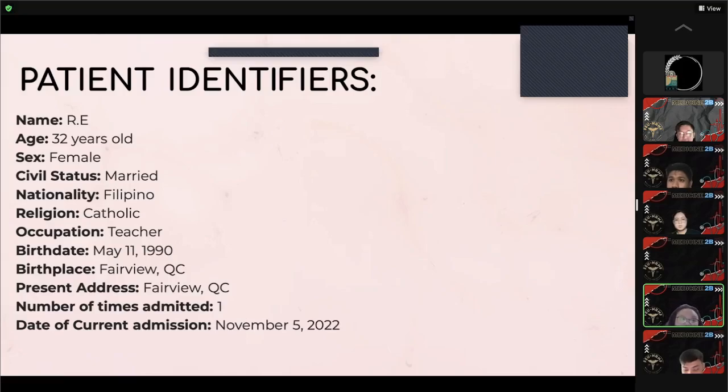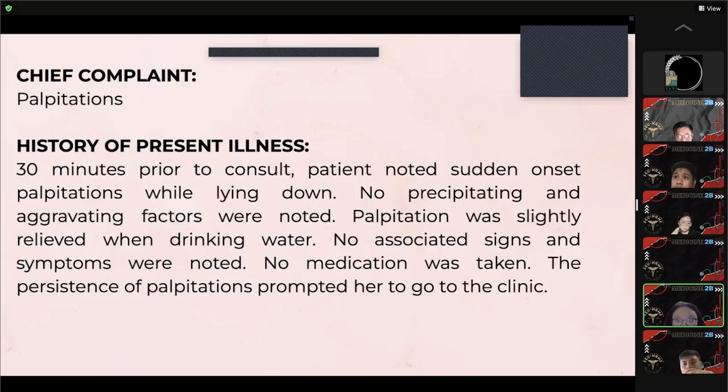Nationality Filipino, religion Catholic. She works as a teacher. She was born in 1990. She was born in and lives in Quezon City. This is her first admission dated November 5, 2022. Next slide. Her chief complaint, she came in because of palpitations.